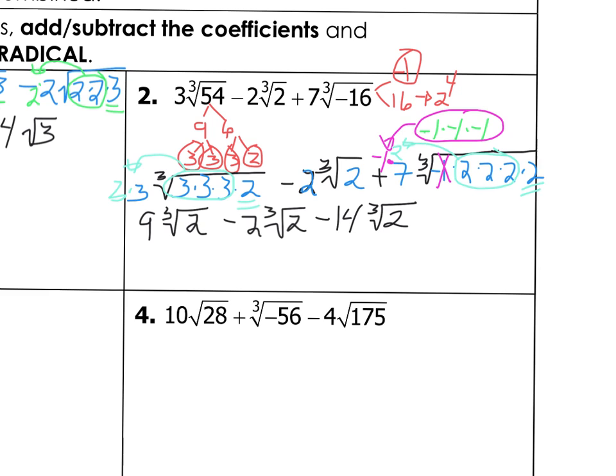So now with this one, they're all cube roots, and all the radicands are 2. So all I have to do is look at the coefficients: 9 minus 2 and minus 14. So 9 minus 2 is 7, and 7 minus 14 is -7. So I have -7, and then the index and radicand stay the same. And so this becomes your answer for number 2.